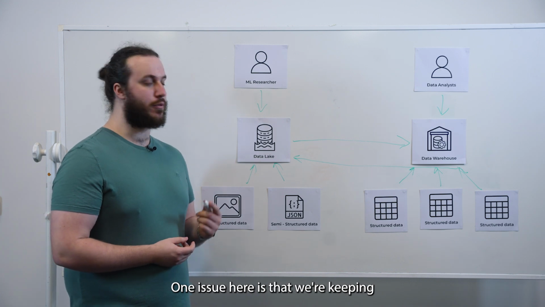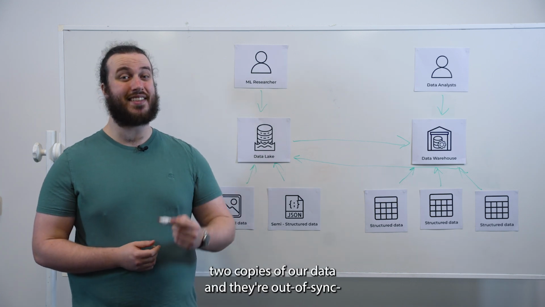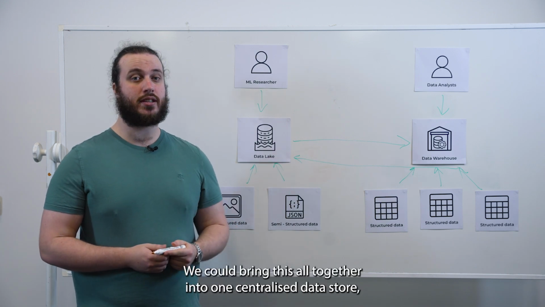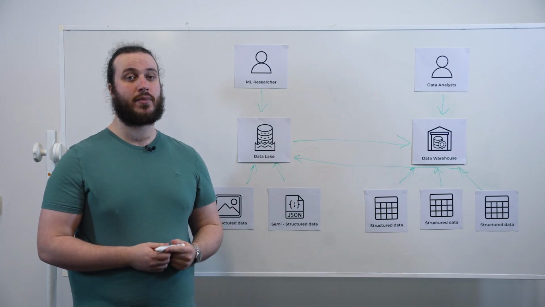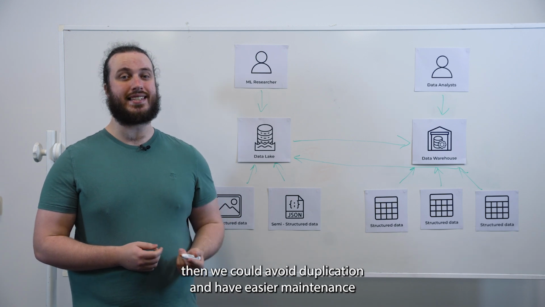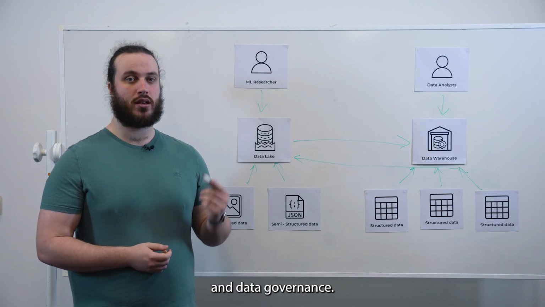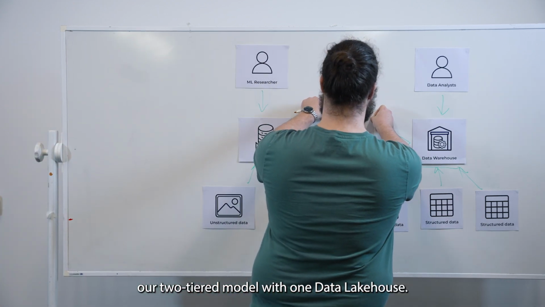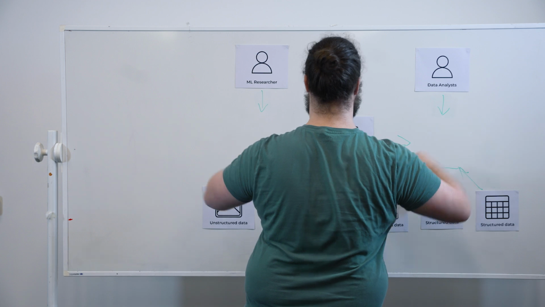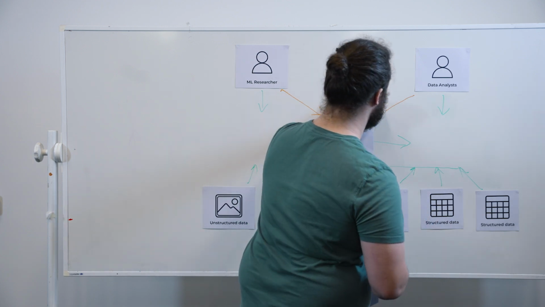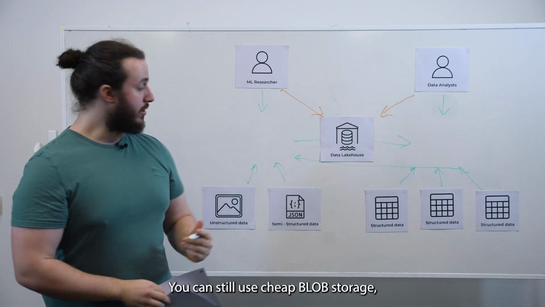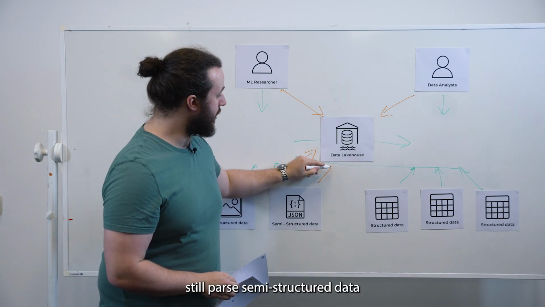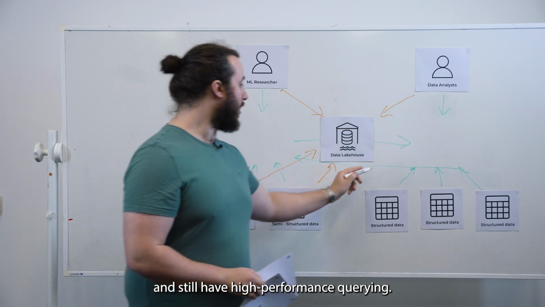One issue here is that we're keeping 2 copies of our data, and they're out of sync. The warehouse always lags behind the lake. If we could bring this all together into one centralized data store, then we could avoid duplication and have easier maintenance and data governance. So, we can replace our 2-tiered model with one data lakehouse. You can still use cheap blob storage, still parse semi-structured data, and still have high-performance querying.